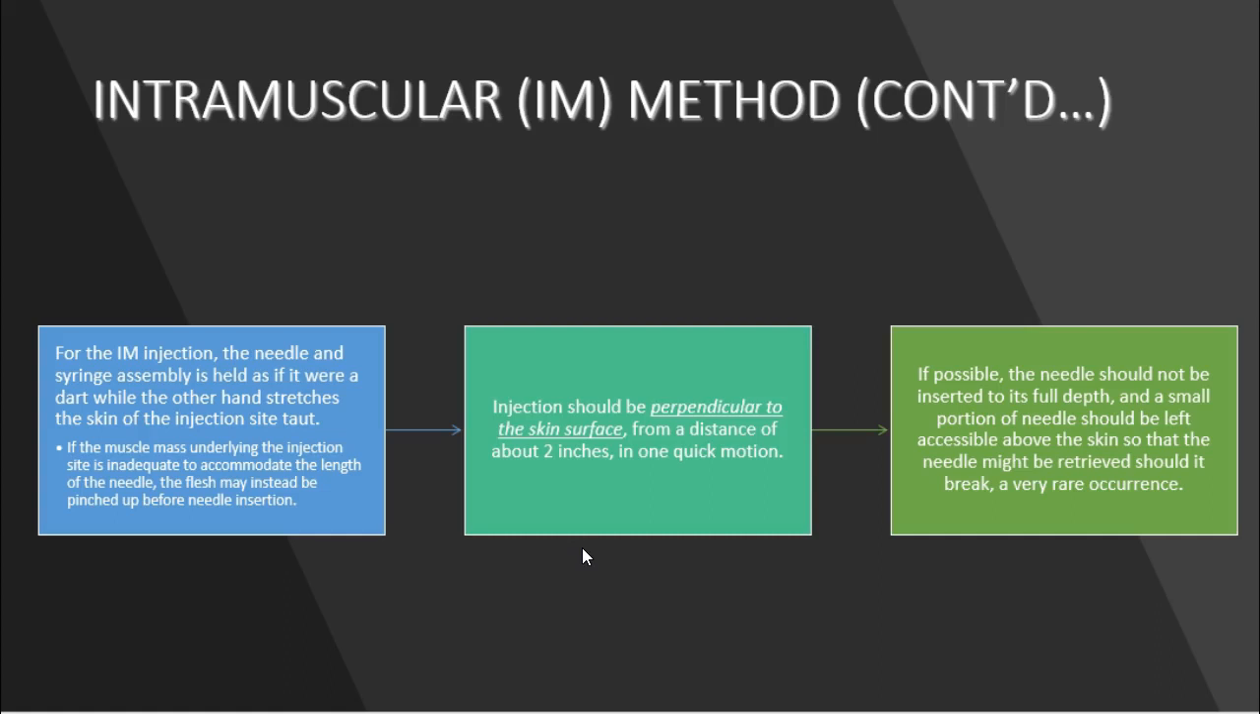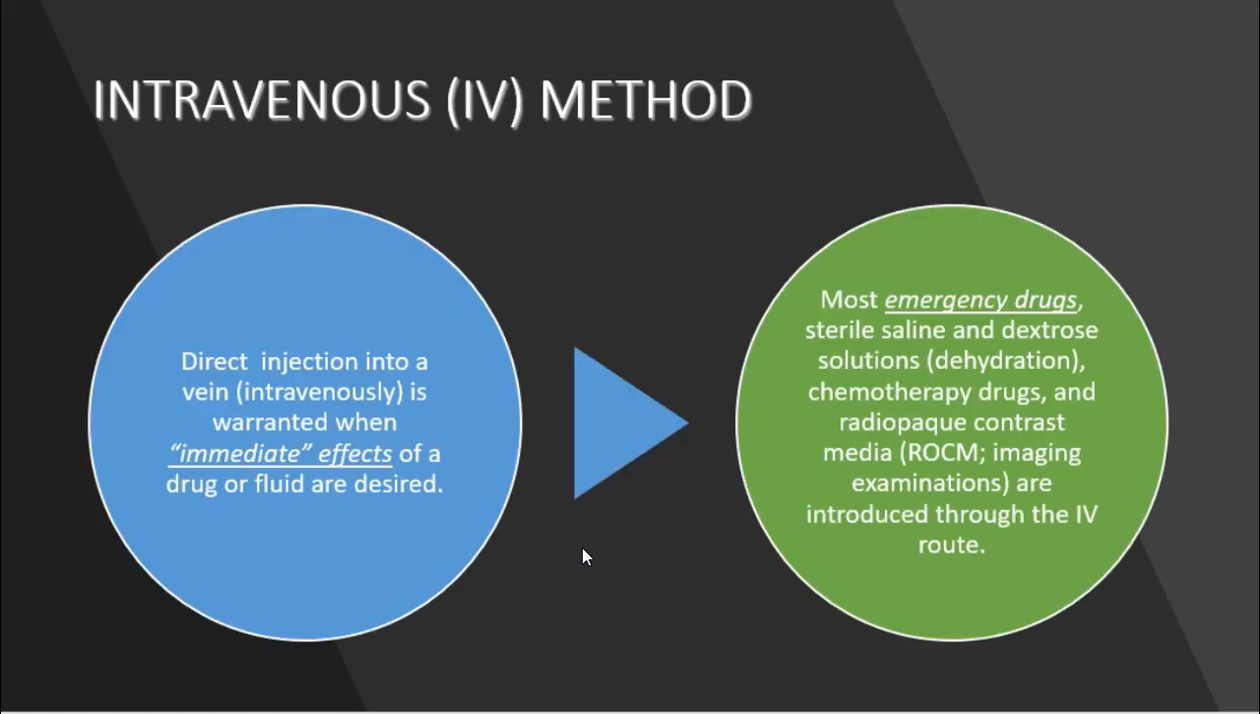Injections should be perpendicular to the skin, so at 90 degrees, with a distance of 2 inches. If possible, the needle should be inserted its full length, and a small portion of the needle should be left accessible above the skin so the needle might be retrieved should it break off, which is not good.